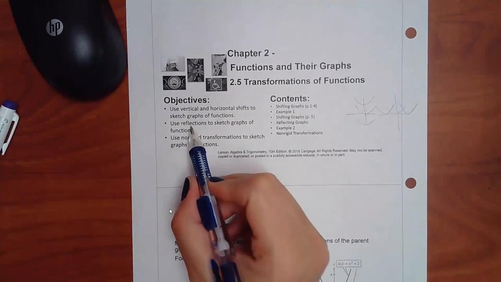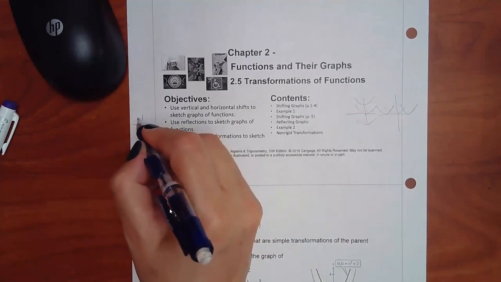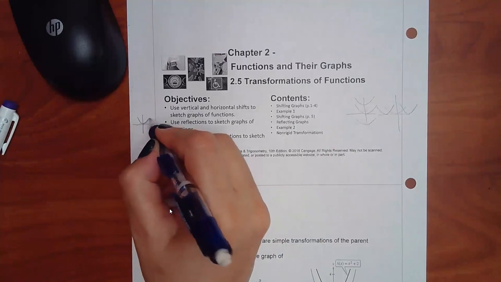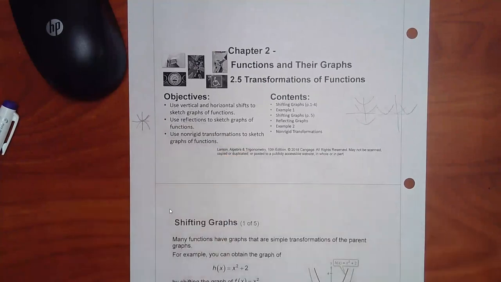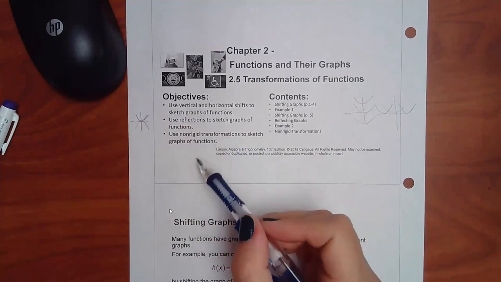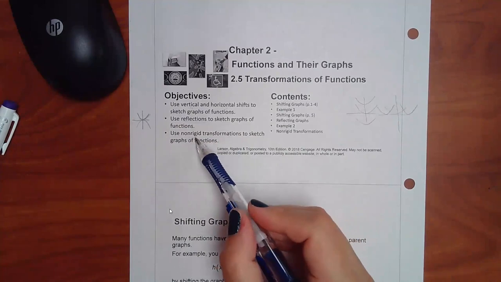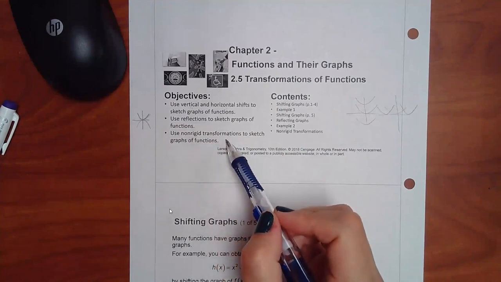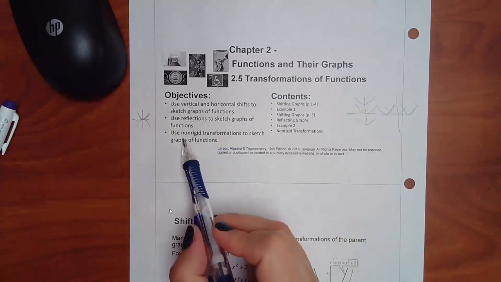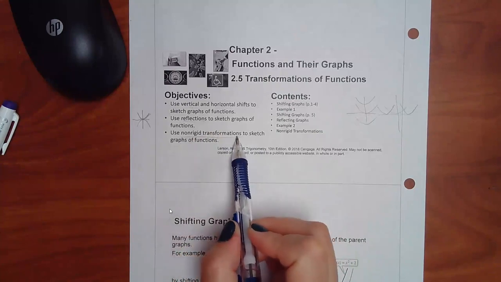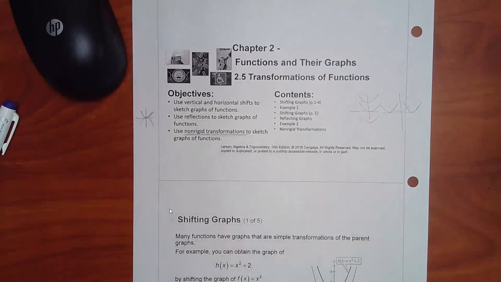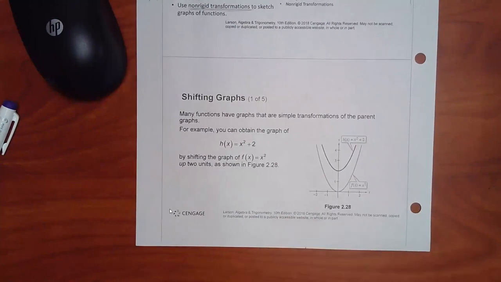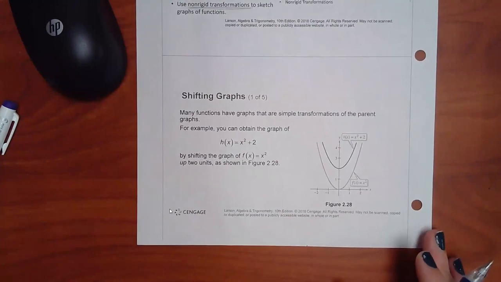You also have reflections. So like for instance, a parabola, it normally opens up on its own, but if you have a reflection, then it actually goes downward, right? And then we even have non-rigid transformations. I cannot remember what they're referring to. I think they're referring to the multipliers. So we'll talk about that when we get to that section. Okay, so first off, we're talking about shifting, okay?